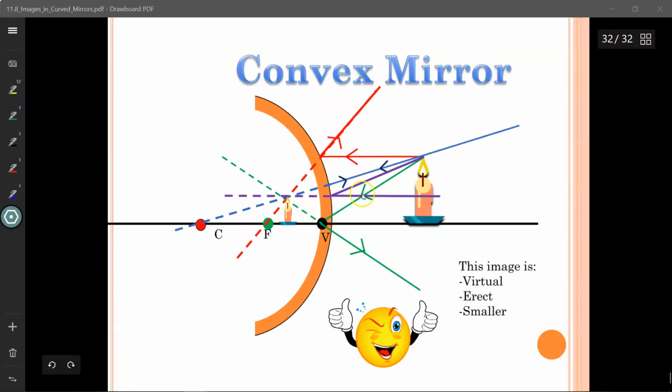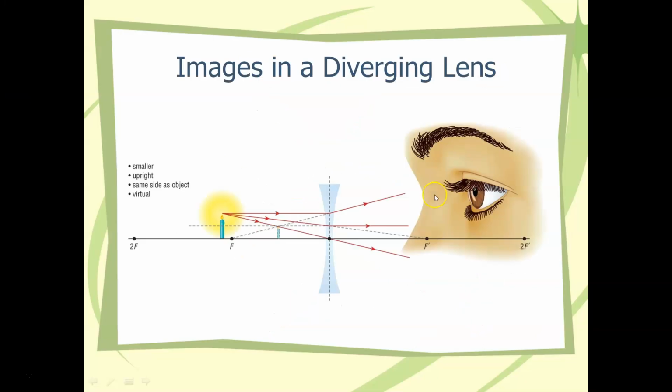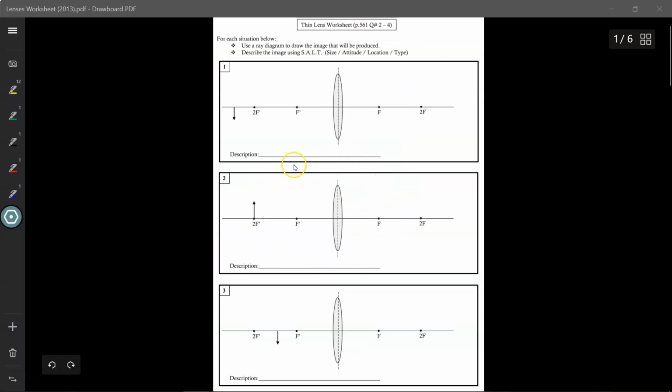Now with a diverging mirror, the image is always going to be virtual, so behind the mirror, upright, and smaller. Well, the same goes for images produced by a diverging lens. They too will always be upright, smaller, and virtual. Because how can light rays exist on this side if they haven't even reached the lens yet? So because our brains backtrack the refracted rays to create an image that doesn't exist, we say this image is virtual.